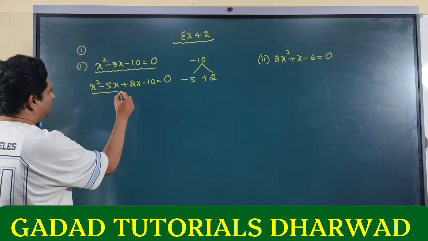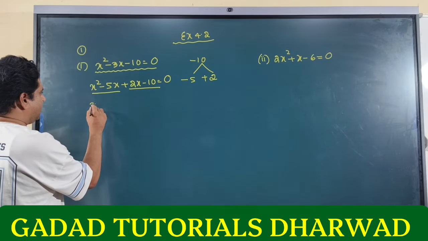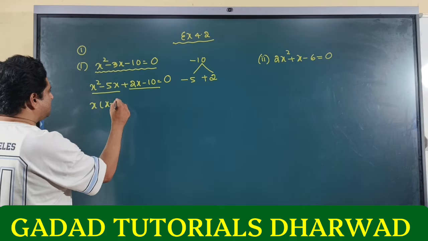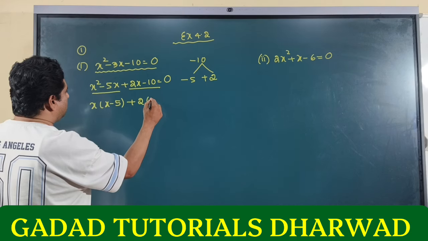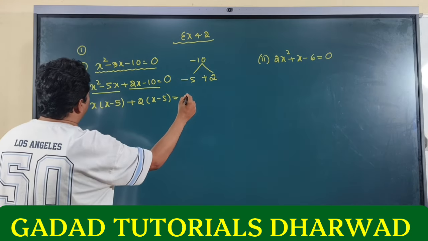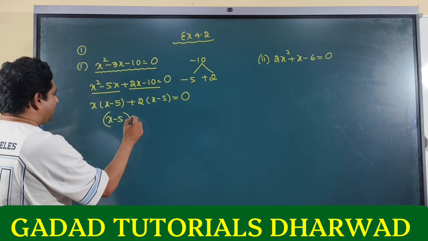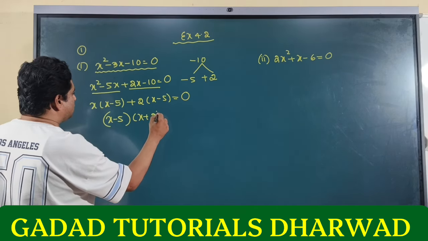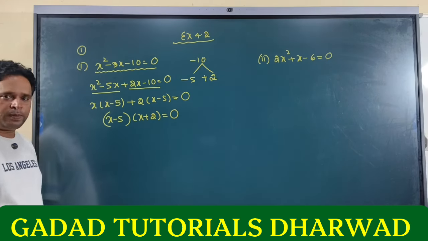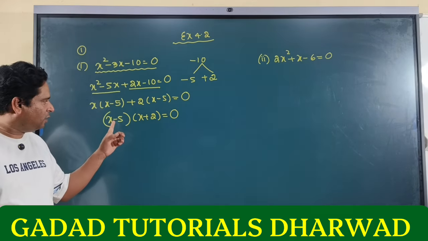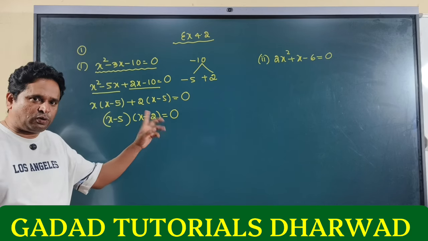Right? Group them into two and take common here. Take x common, we get x - 5. Here if I take 2 common, we get x - 5 = 0. Right? One factor is x - 5, another factor is x + 2. Now we have got two factors here: x - 5 and x + 2.